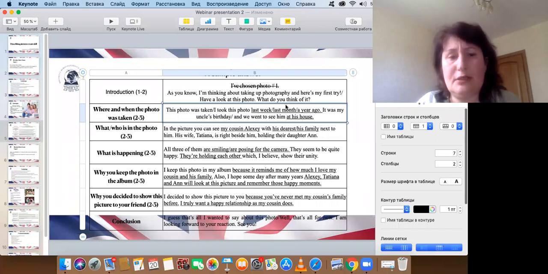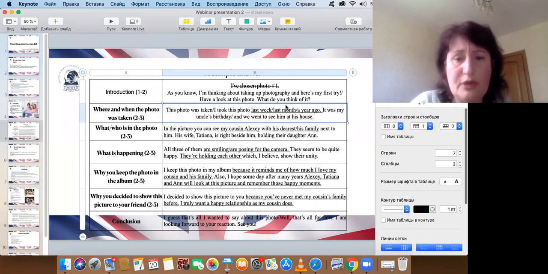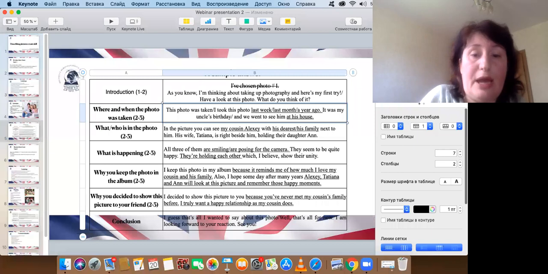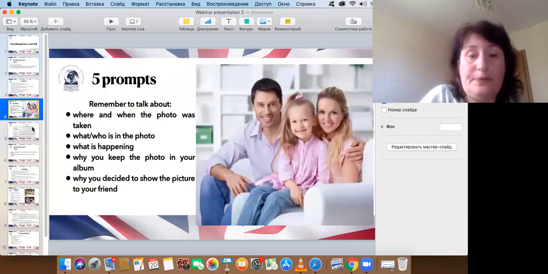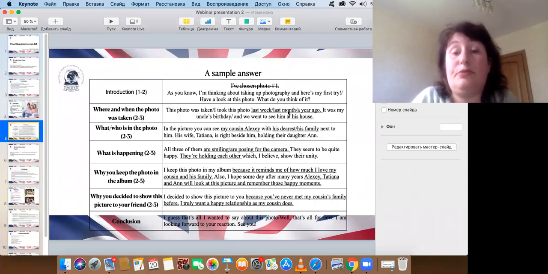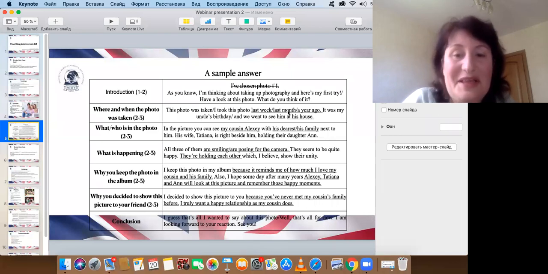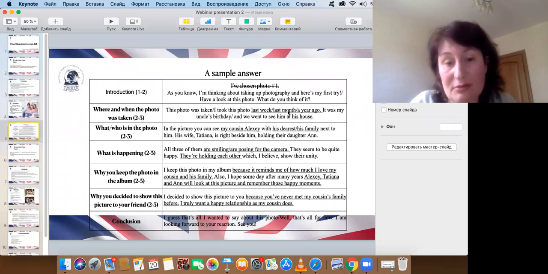I underlined not just the key language here. Actually, I should have underlined: I took this photo last week, last month, or a year ago. If you look back, it was my uncle's birthday, and we went to see him at his house. So, when? Last week, last month, or a year ago? Okay, and where? At his house. Okay, so actually I tried to follow the prompt.